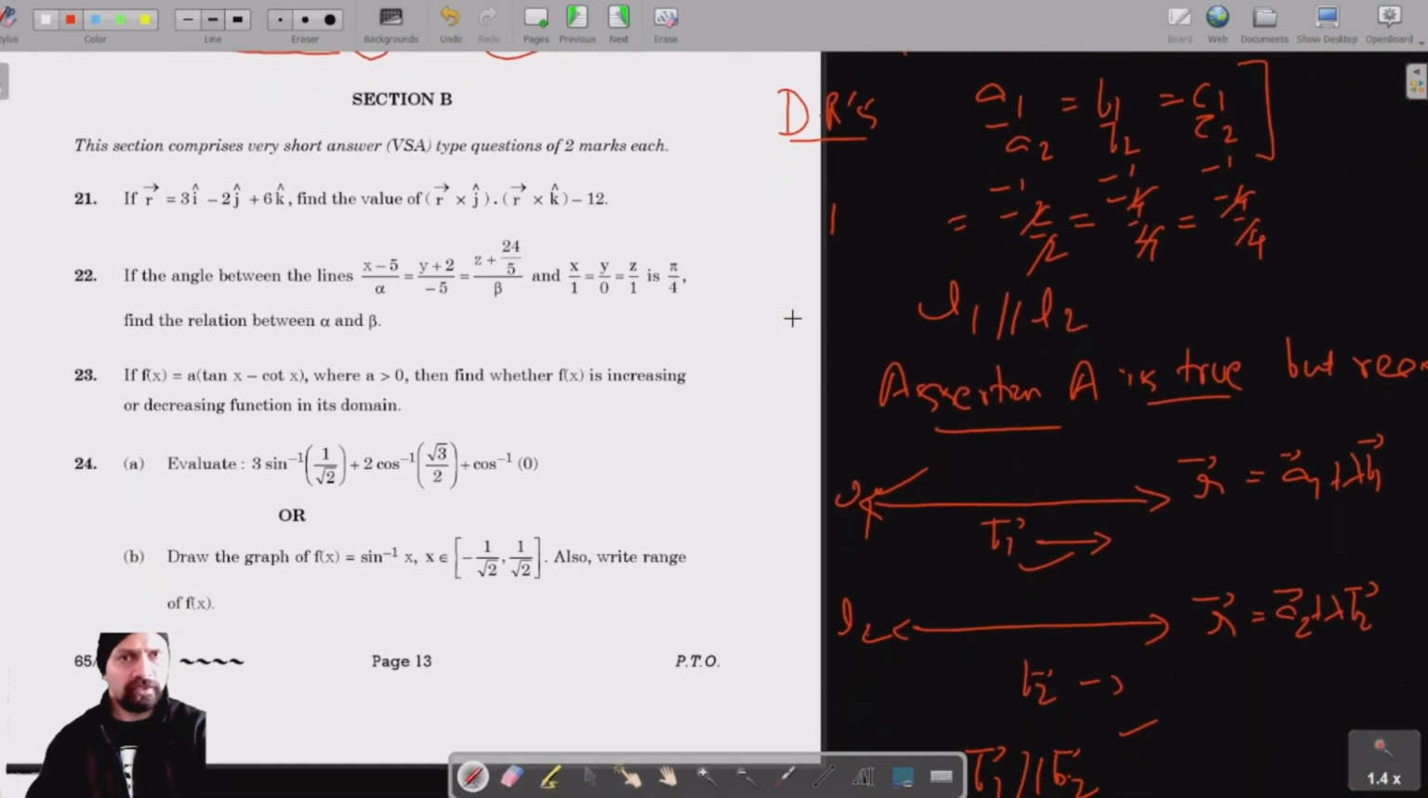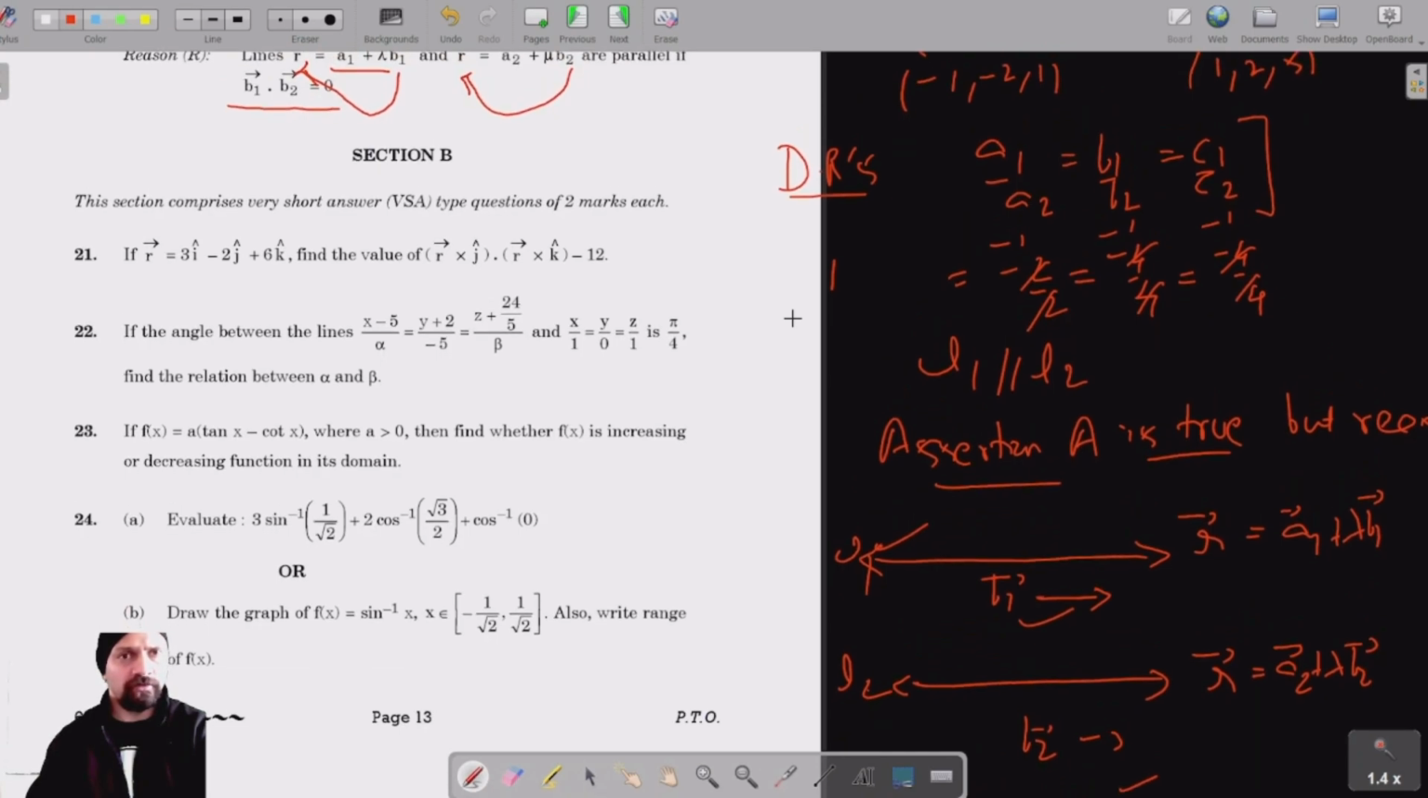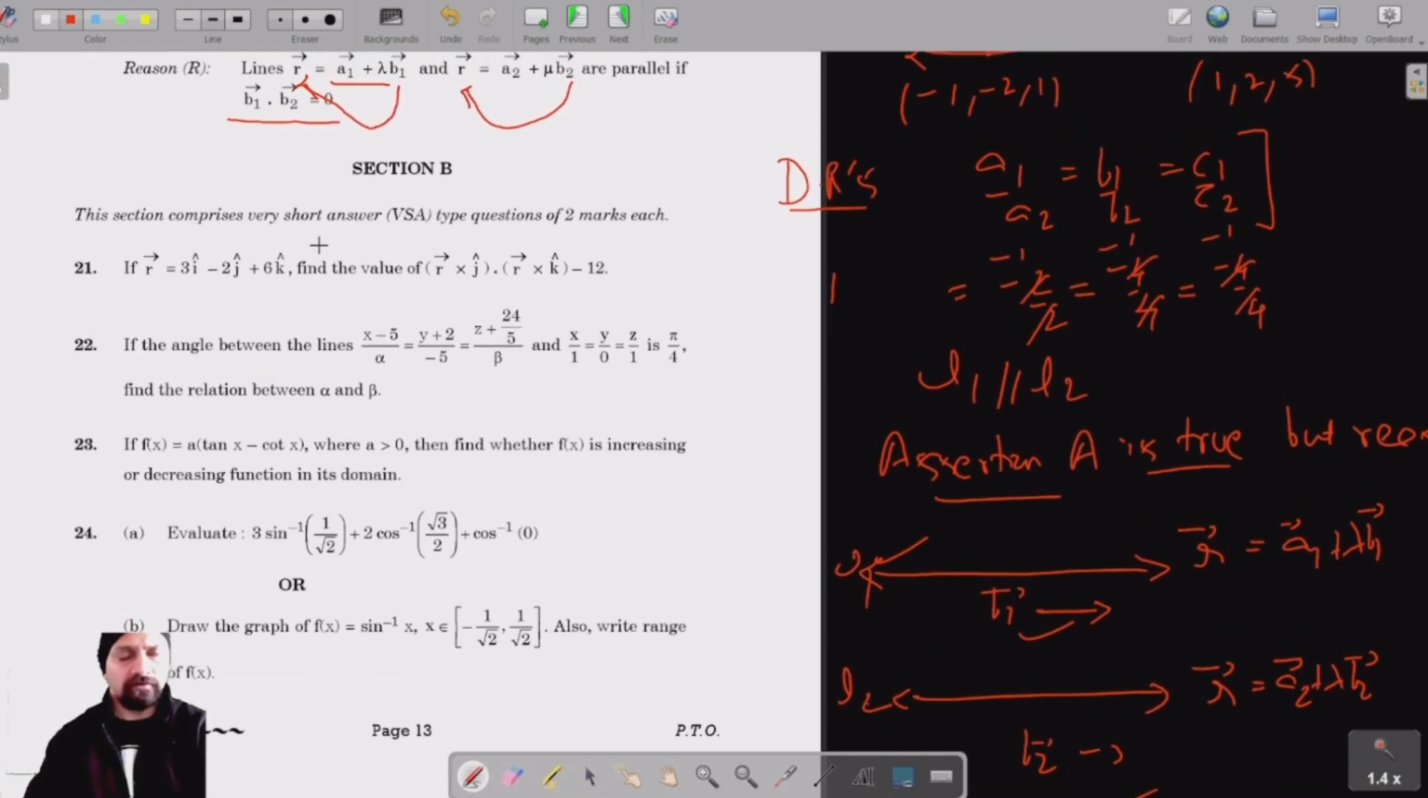We are done with section A. Let's move on to section B, which comprises very short answer type questions of 2 marks each.